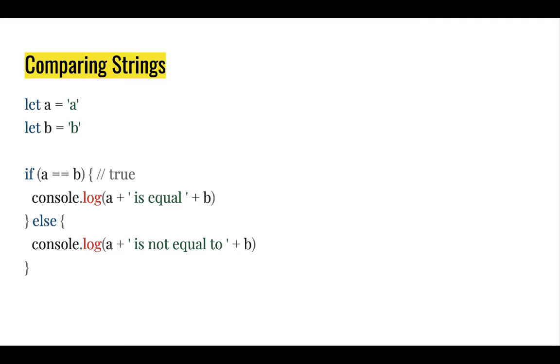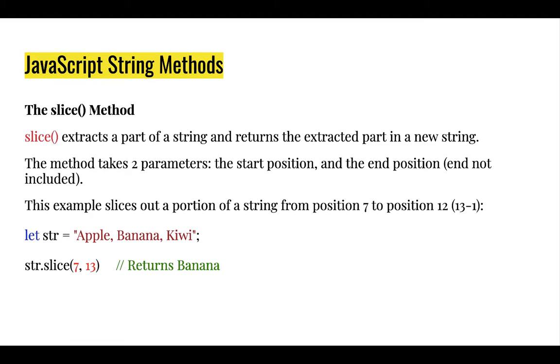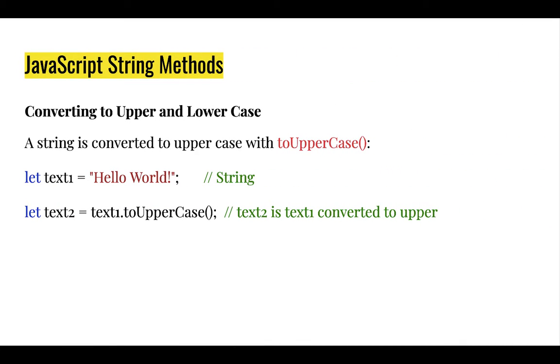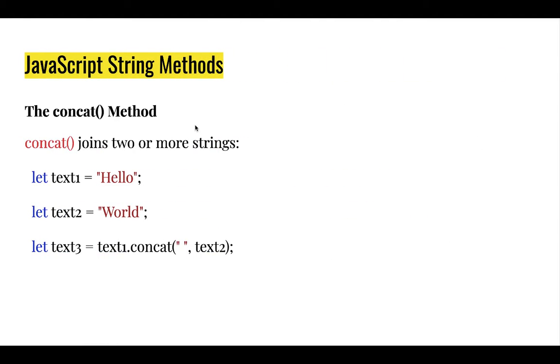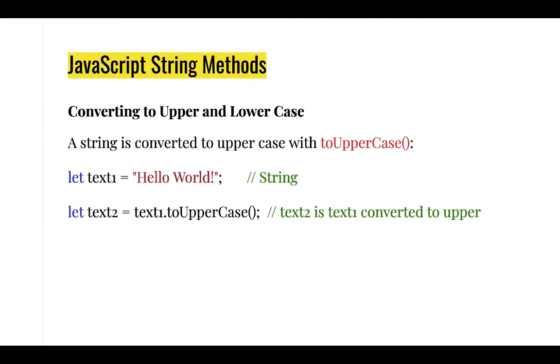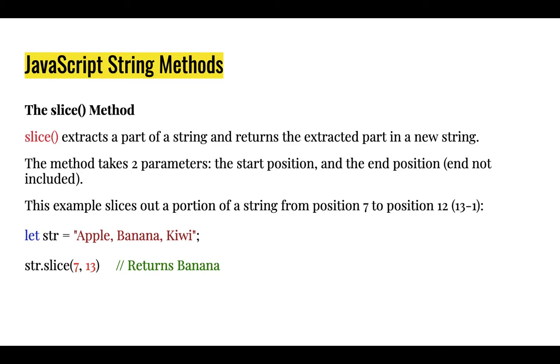You can also do things like comparing strings. There are JavaScript string methods like slice, toUpperCase, toLowerCase, and concat. Slice extracts a part of a string and then it returns the extracted part in a new string. So it's going to create another string and then it will return that new string.